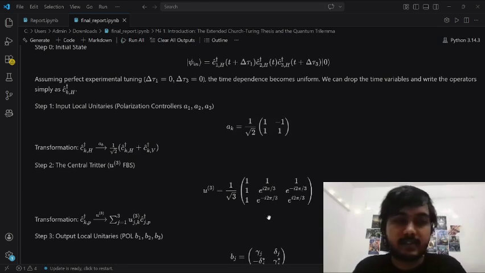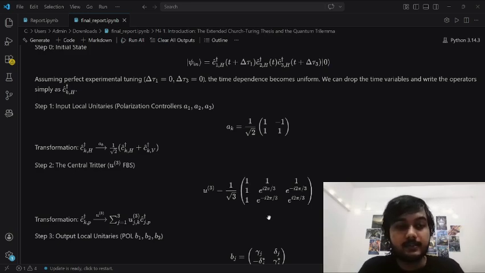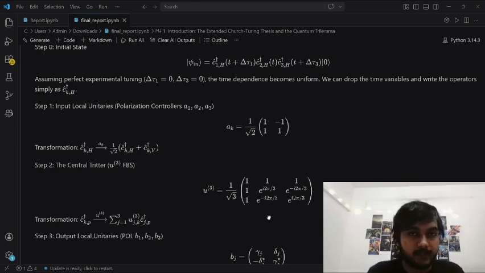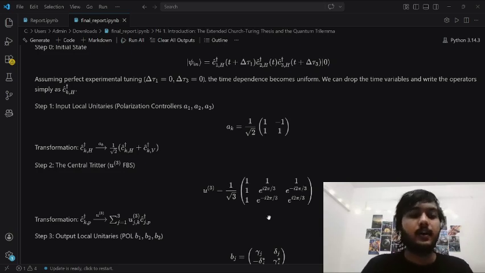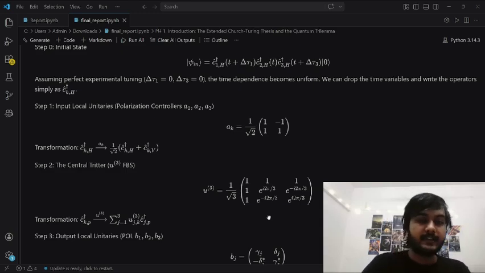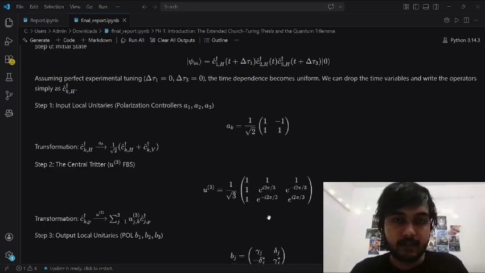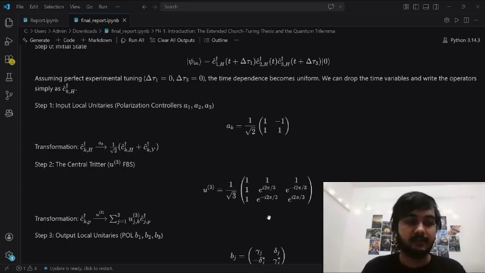So after these delay lines, we have some local unitaries, which are polarization controllers of the input state. What they do is take the creation operator as an input and transform it into horizontal and vertical polarization also. So if in the input we only have the horizontal polarization part, in the output we will have both horizontal polarization and vertical polarization. This can be characterized by this A_k matrix, and the creation operators C1, C2 can be transformed in the same way.